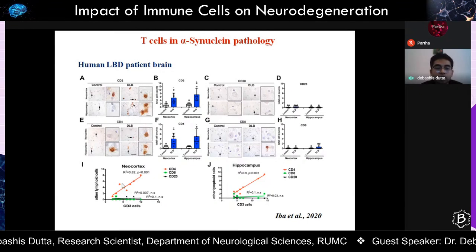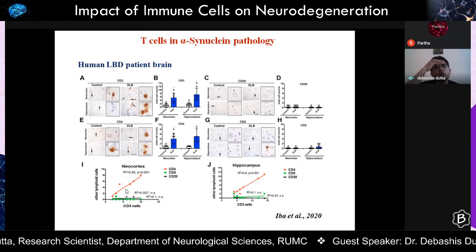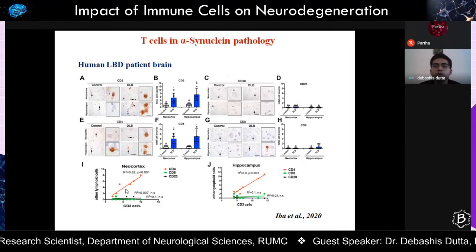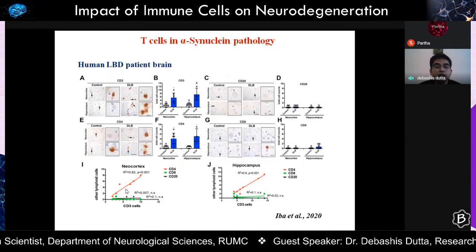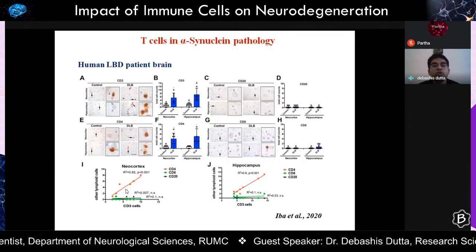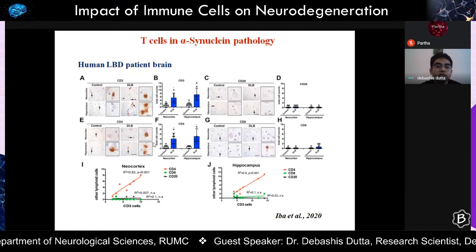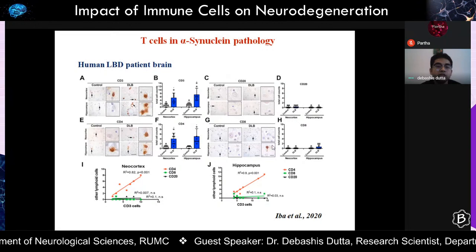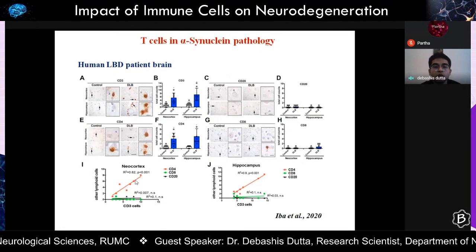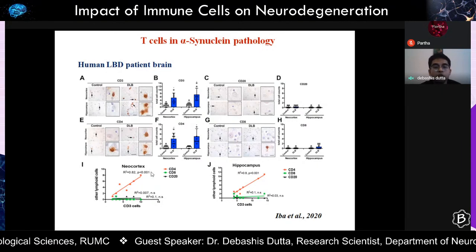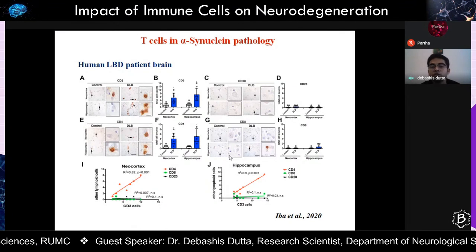And these are positively correlated with each other. Now we know that all the T cells are CD3 positive, and out of those CD3 positive cells, some are CD4 positive, which are the helper T cells. But in the disease context, they found only specific recruitment of CD4 positive T cells, not the CD8 cytotoxic T cells.